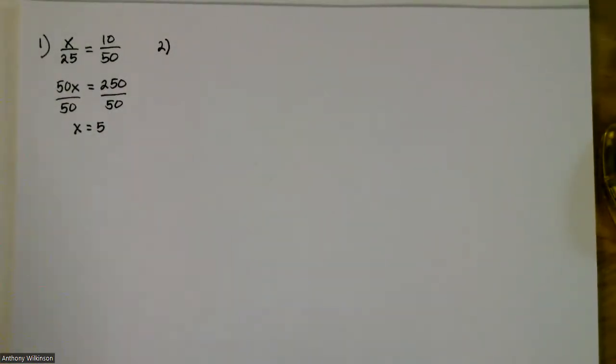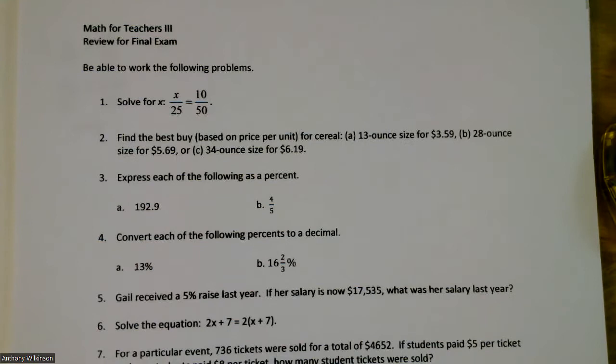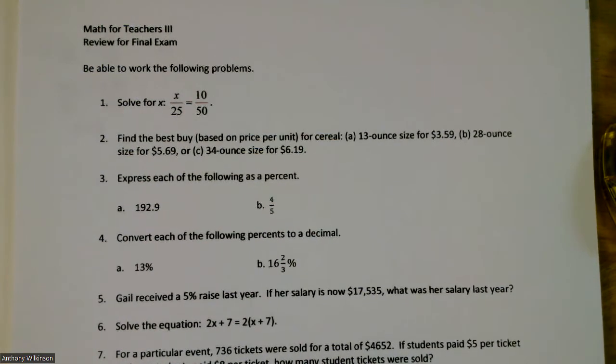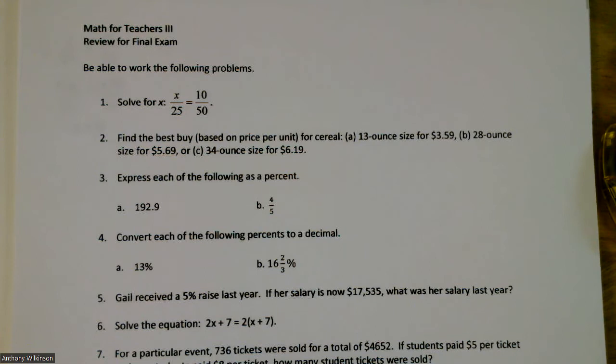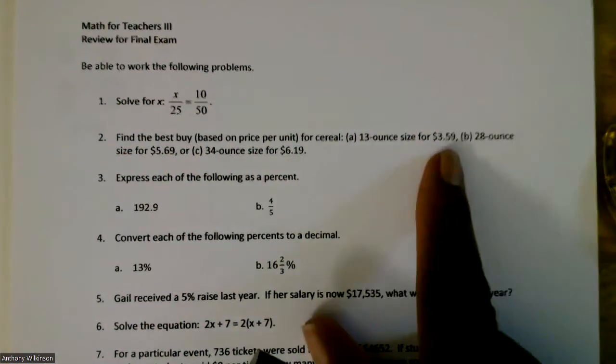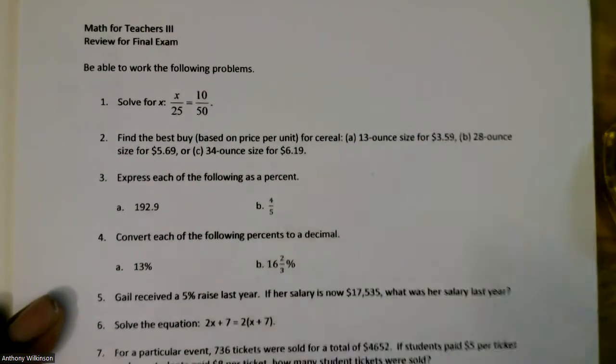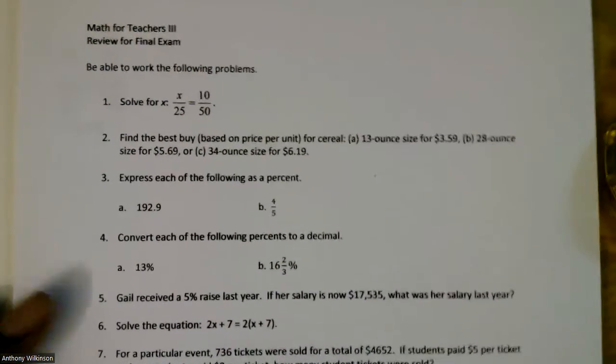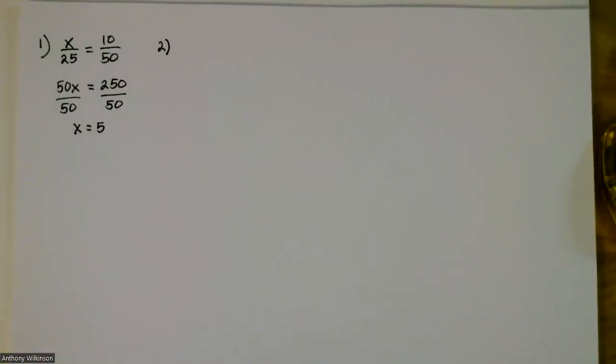I bring this sheet back up. Find the best buy based on price per unit for cereal. A is a 13-ounce size for $3.59, or a 28-ounce size for $5.69, or a 34-ounce size for $6.19. So basically, all we have to do for each one of them is take the price and divide that by the number of ounces. That would give us the price per ounce in this case.